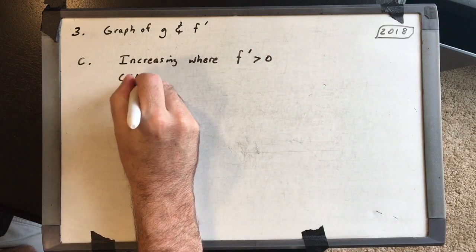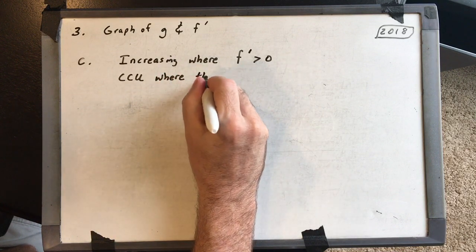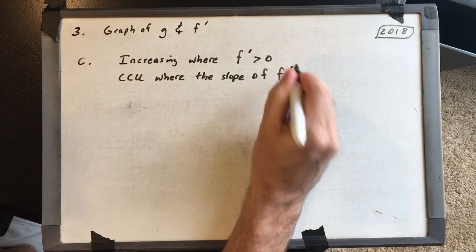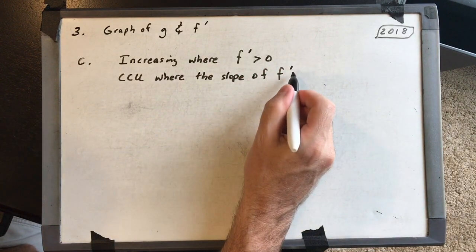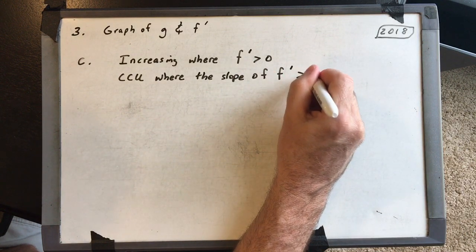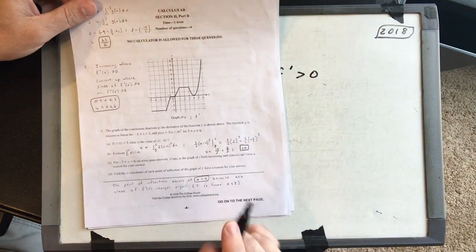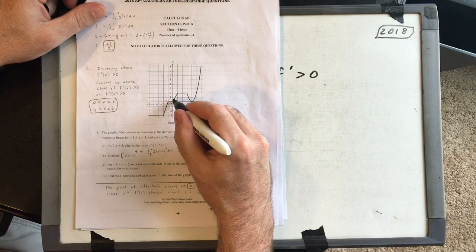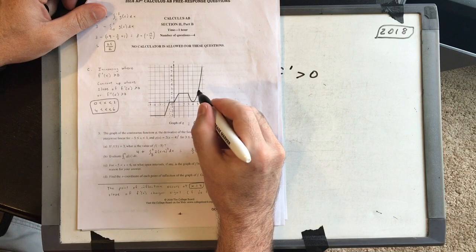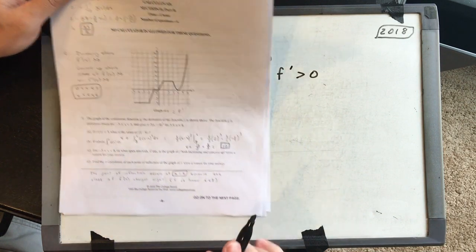And it's concave up where the slope of f prime is positive, because concavity has to do with the second derivative, which would be the slope of the first derivative, so greater than 0. So where does that occur? Well, it's above the x-axis from 0 to 1, and it also has a positive slope. And then it's above the x-axis from 4 to 6 and has a positive slope.